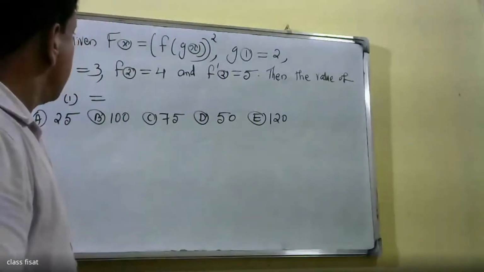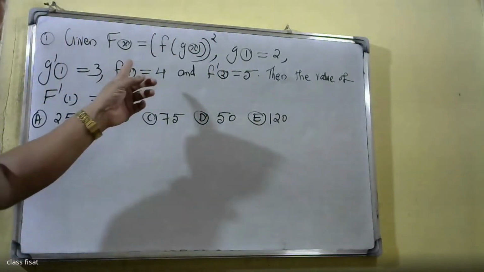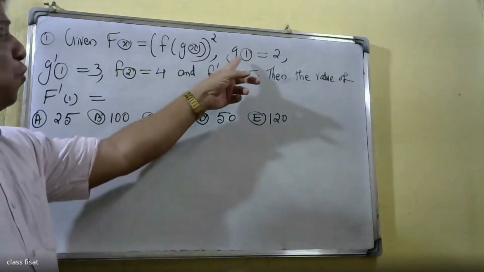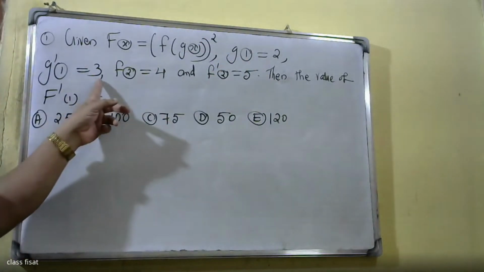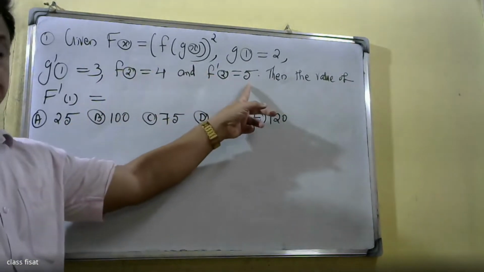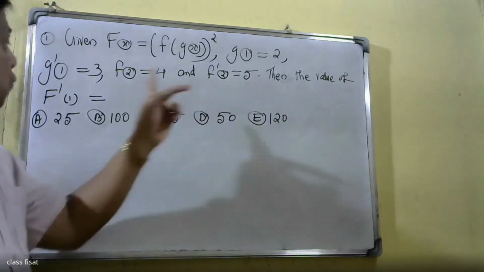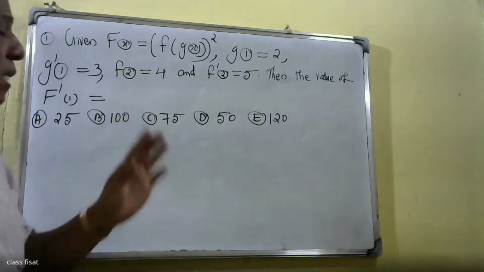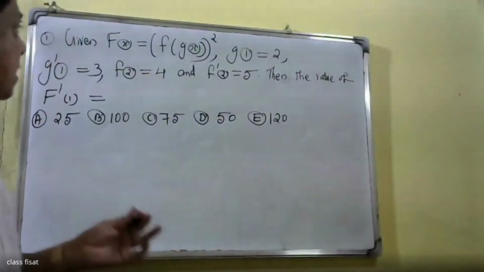KEAM 2020 first question: given f of x is equal to f of g of x whole square, g of 1 is 2, g dash 1 is 3, f of 2 is equal to 4, and f dash 2 is equal to 5. Then find the value of f dash 1. We will do the problem using the chain rule.